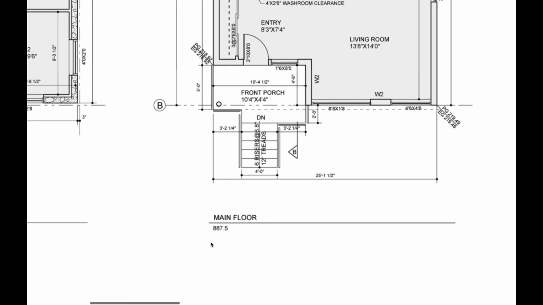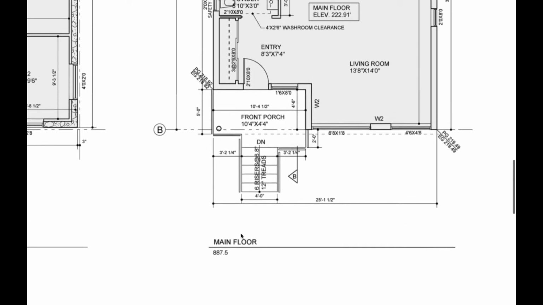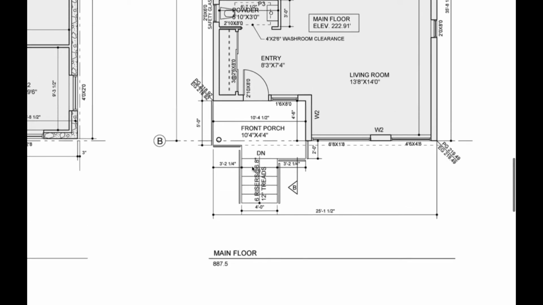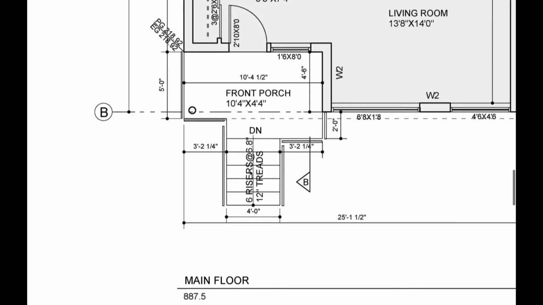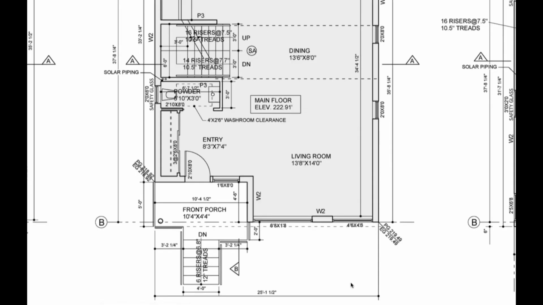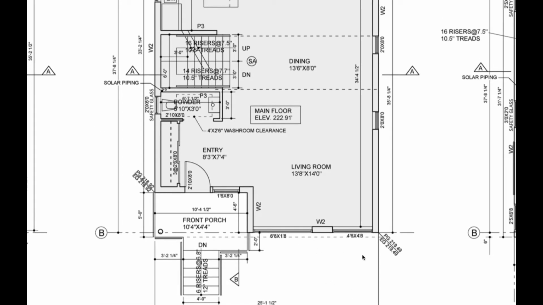Okay, let's move over to the main floor now. So this looks like the entrance to the building here at the front. It gives you your dimensions here for the stairs, 6 risers at 6.8 inches each, 12-inch treads. Okay, so looking at the front of this building, we can see we have 2 really big windows in the front wall. There's actually almost no wall there at all.